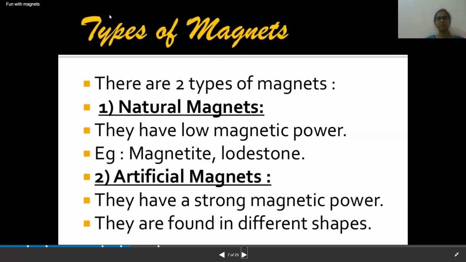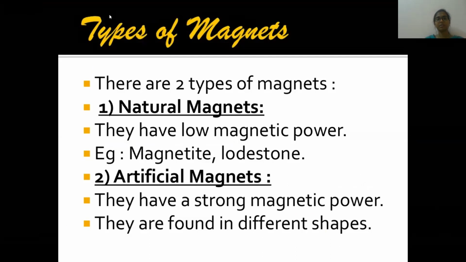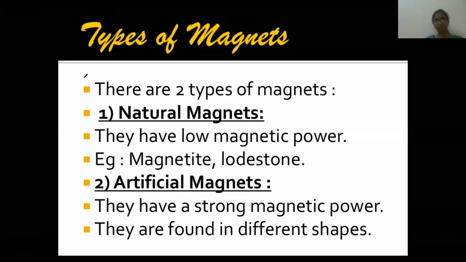Now we'll try to understand the types of magnets. There are two types of magnets: artificial magnets and natural magnets. In Greece, in a place called Magnesia, there was a shepherd who took his sheep to the forest for grazing. One day he took the sheep to the forest, with big stones and some hills.